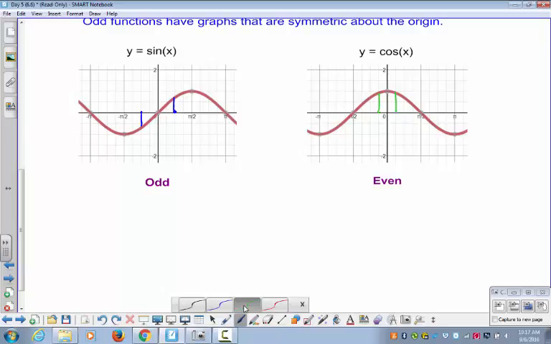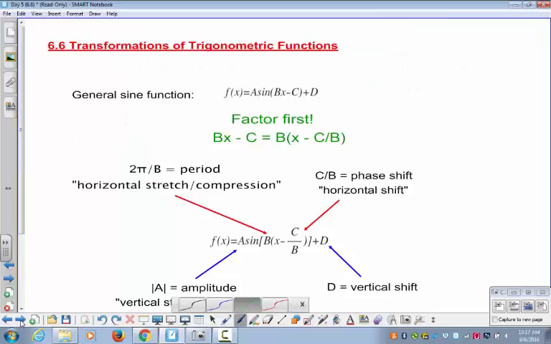Any questions on odd even? Ringing a bell? Loud bell? All right, let's see what we can do with that.